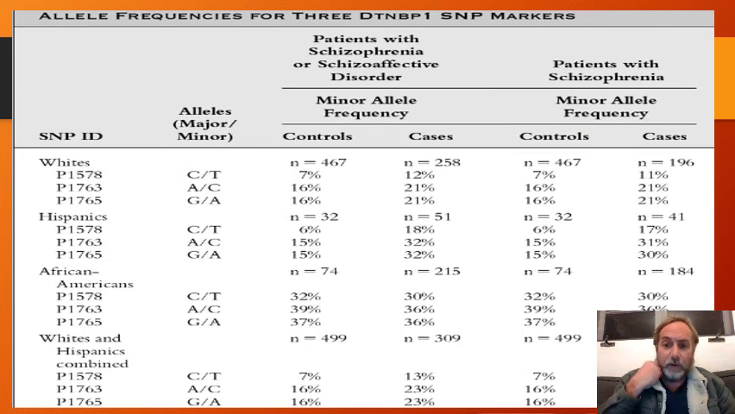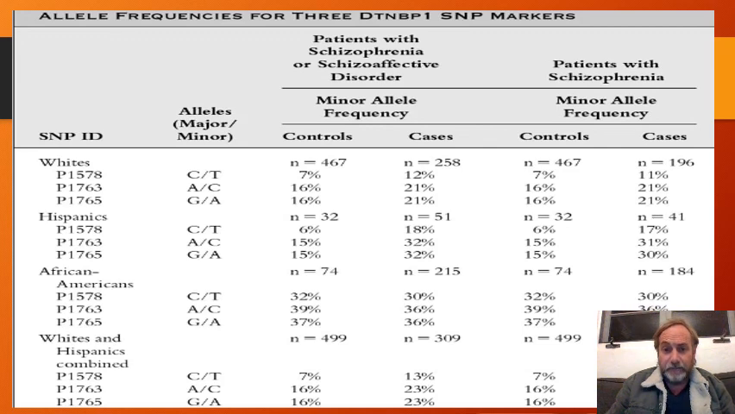So the idea is we want to see if those polymorphisms are associated with schizophrenia. Here it's divided by ethnicity: we've got groups of white people, Hispanic, African American, and white and Hispanic combined. We have the different polymorphisms that we're interested in, 3 for each, you see the repeated each there. And then we have patients with either schizophrenia or schizoaffective disorder, and patients just with schizophrenia in the second column.